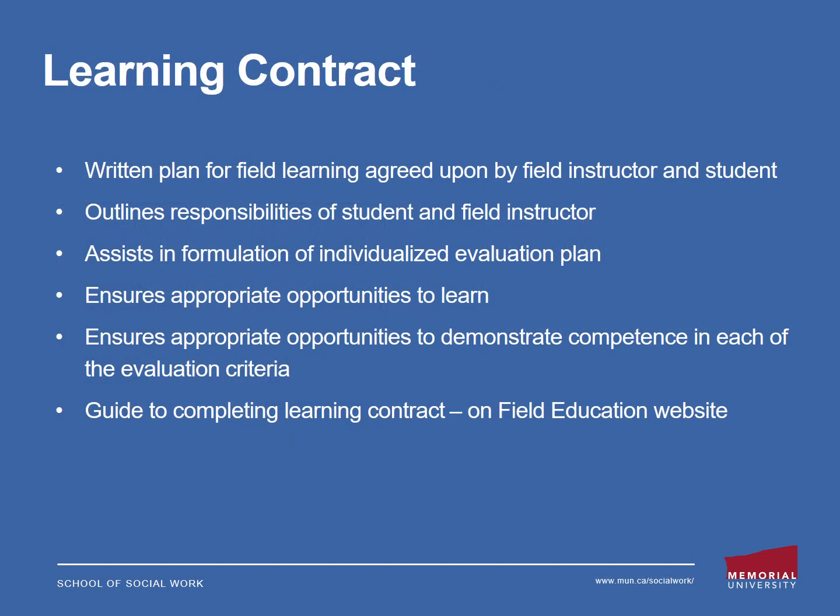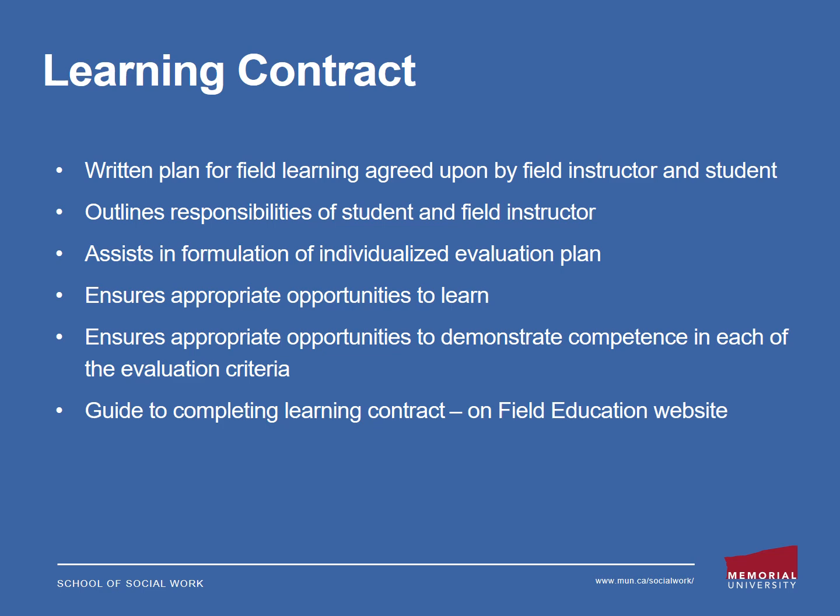So let's now talk about the learning contract. The learning contract is a user-friendly document. It is basically a plan that outlines field learning and is agreed upon by the field instructor and the student. It outlines the responsibilities for the student and the field instructor. It assists in the formulation of individualized evaluation plans, and it ensures appropriate opportunities to learn and to demonstrate competence in each of the evaluation criteria.